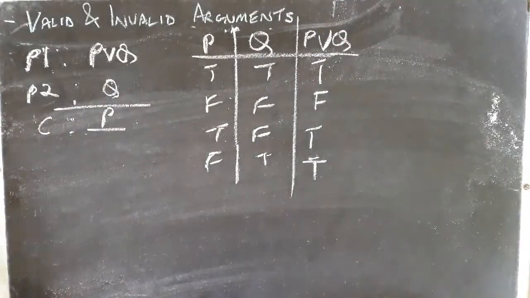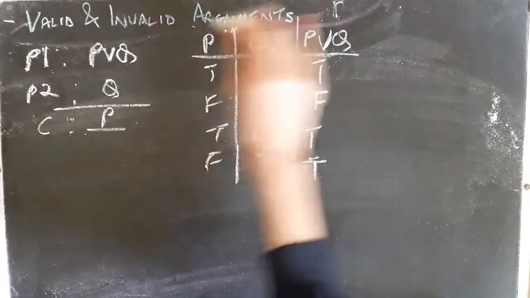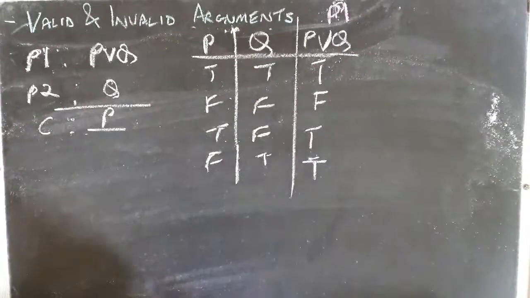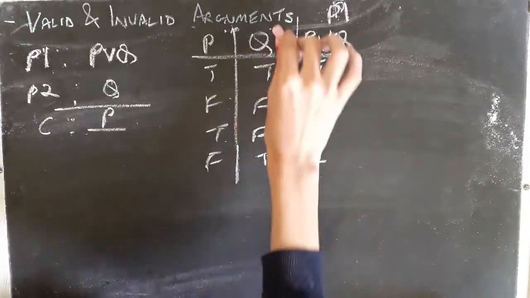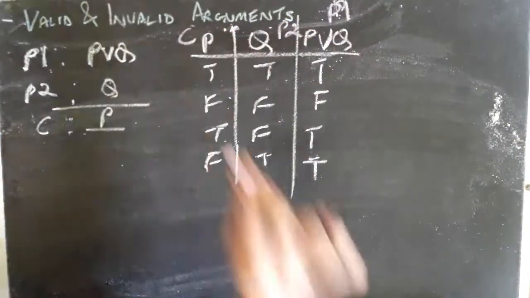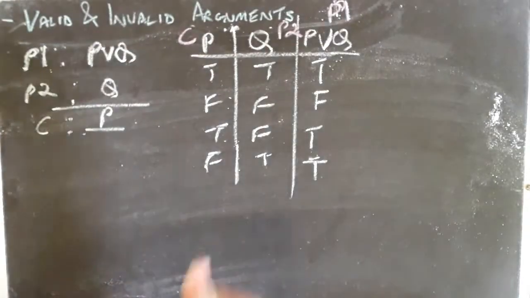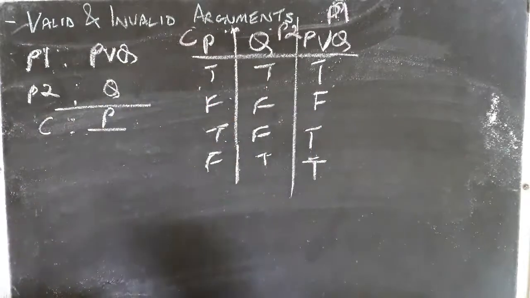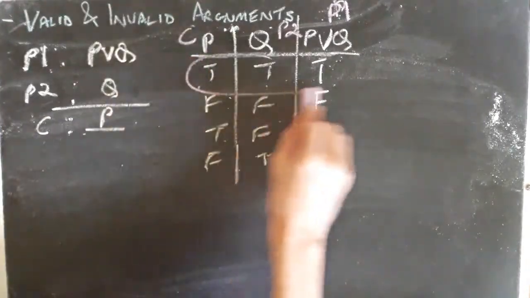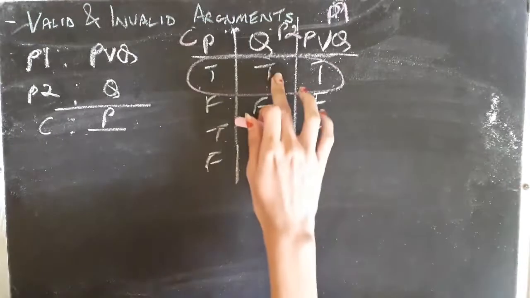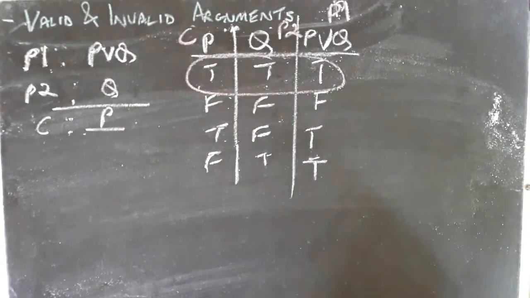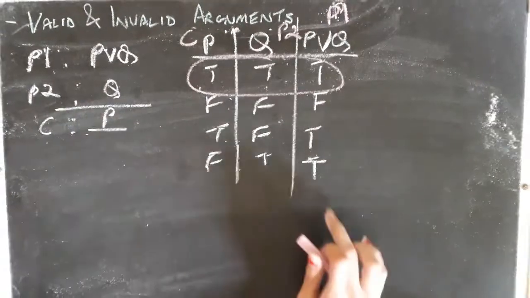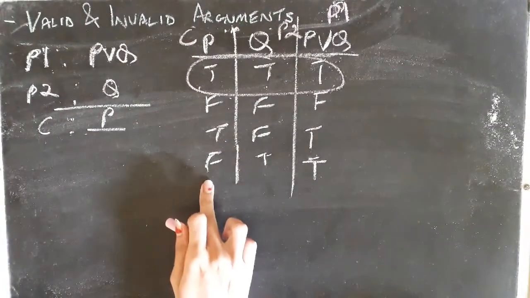Now again, what is P1? This one. This is our P1 and this is our P2 and this is our conclusion. We find that whenever the premises are true, the conclusion is also true. Thus, because of this, we can say that the argument is valid. But again, look at the fourth case. When the premises are true, the conclusion is false.